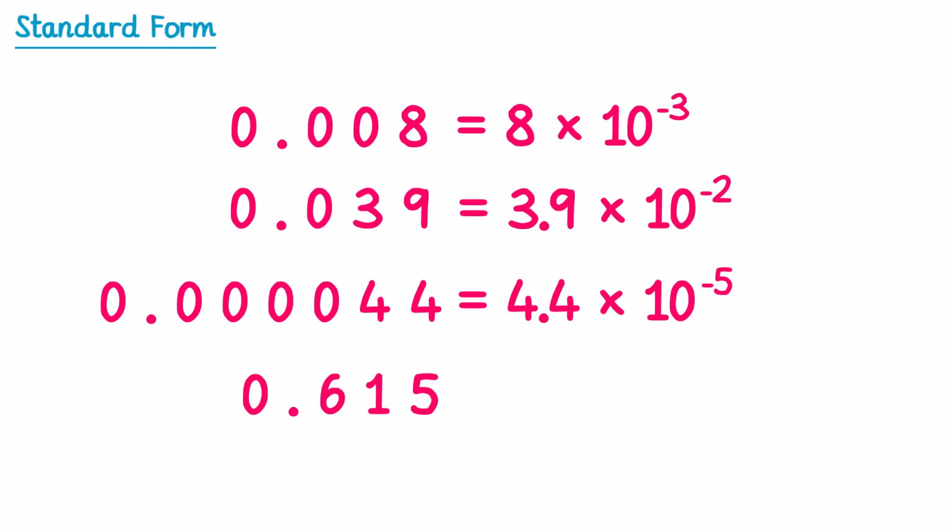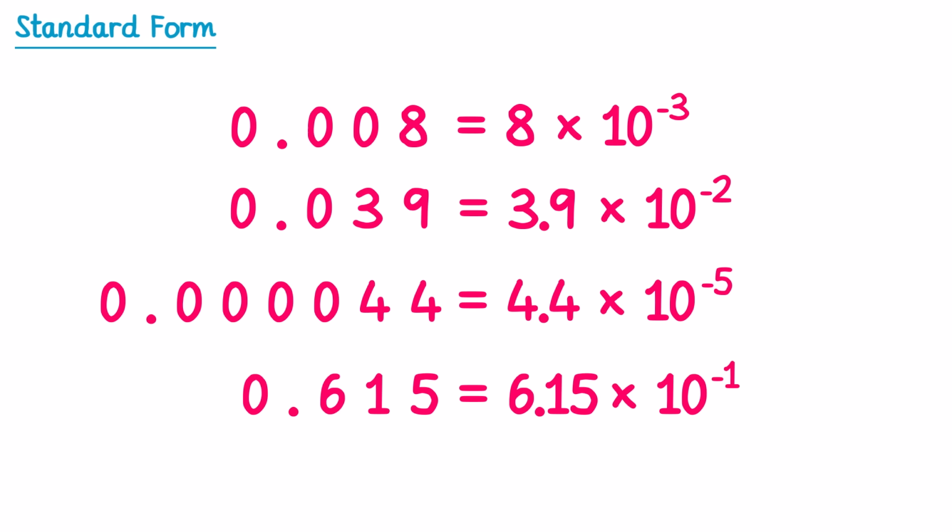Let's do one more, so 0.615. So we need to use all of these digits here to create that number between 1 and 10. So it's going to be 6.15. And then we multiply this by a power of 10. If we place the decimal point in so it reads as 6.15, and then divide it by 10 until it ends up in the right place, well, this time it only needs to move once. We divide by 10 once, so it's times 10 to the power negative 1.